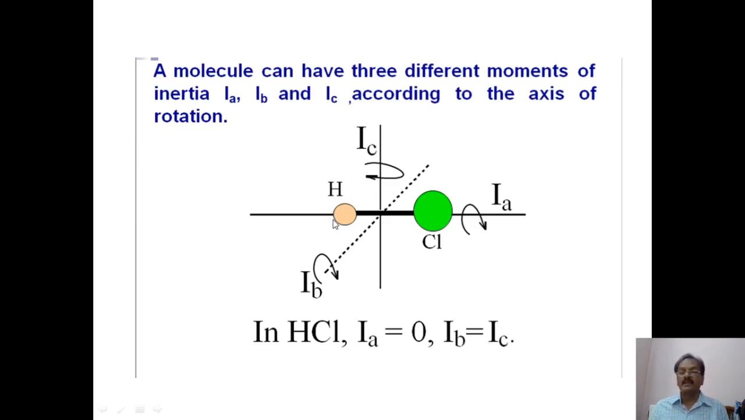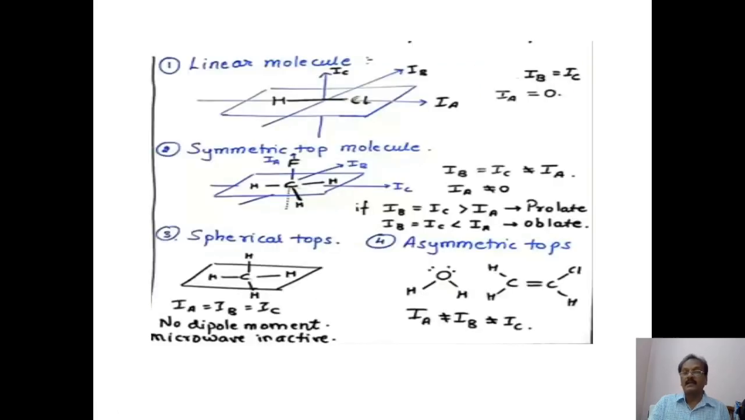The molecule is said to be linear diatomic if IA is equal to 0 and IB is equal to IC. Such a type of molecule is said to be a linear diatomic molecule. This is how we can say. The same thing I have just drawn here. Let us take the HCl example. H has a positive and negative end here, and it undergoes different types of rotations. Therefore, I is equal along this axis. When you rotate this, IA is equal to 0, IB is equal to IC.